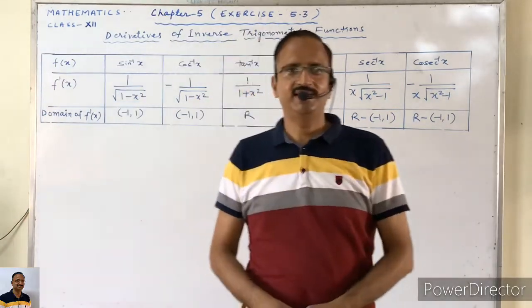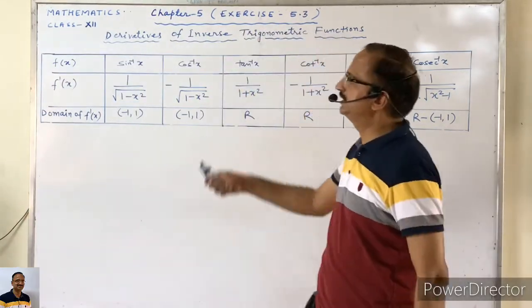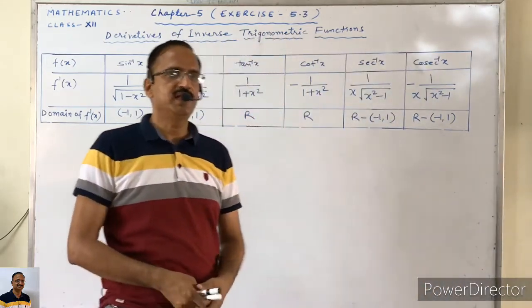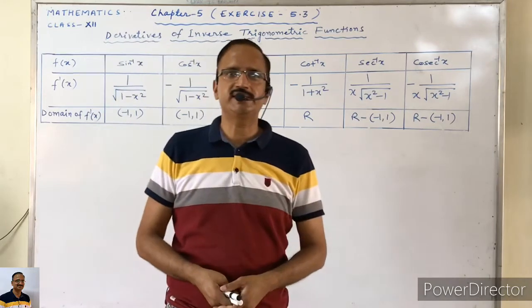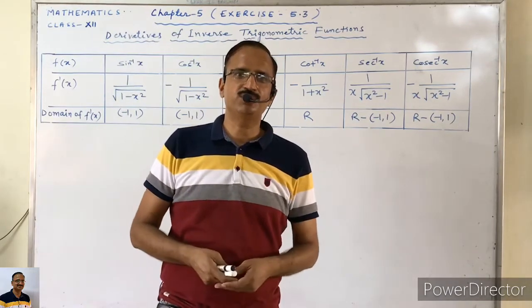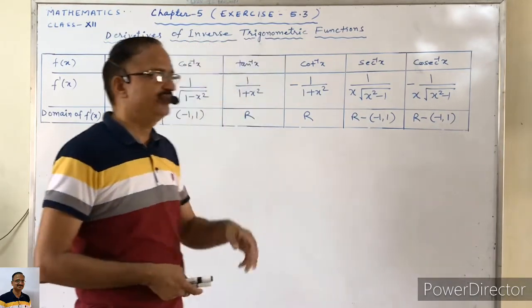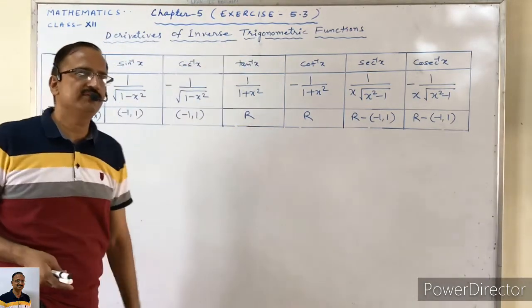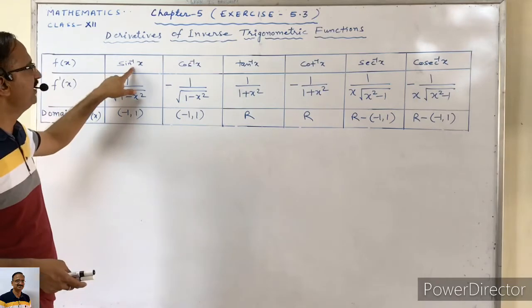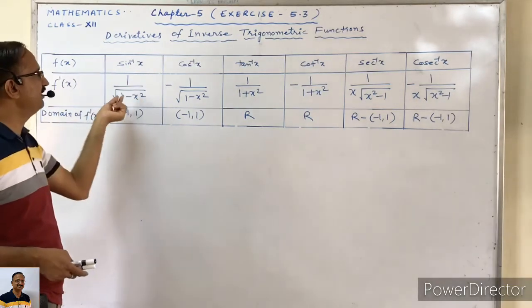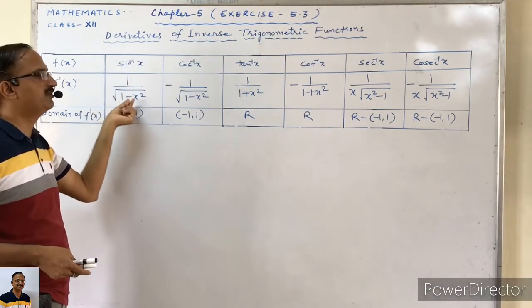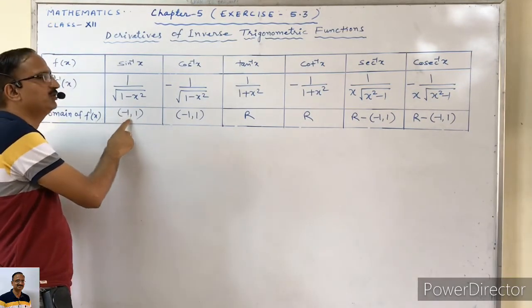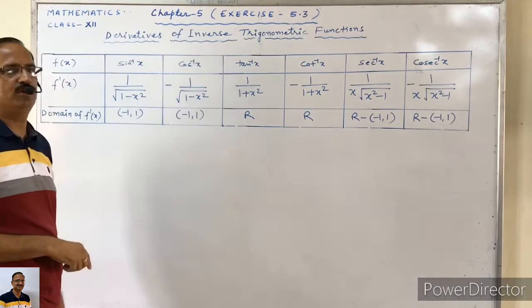Hello students, in this lecture we are going to discuss derivatives of inverse trigonometric functions and some questions from exercise 5.3 of class 12 mathematics. So first of all we will discuss the derivatives of inverse trigonometric functions. This is sine inverse x and its derivative is 1 by root 1 minus x square. This is defined in this open interval minus 1 to 1.